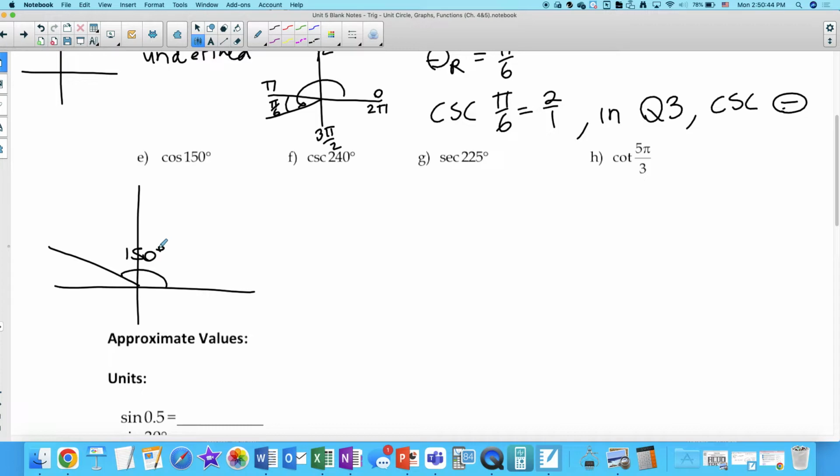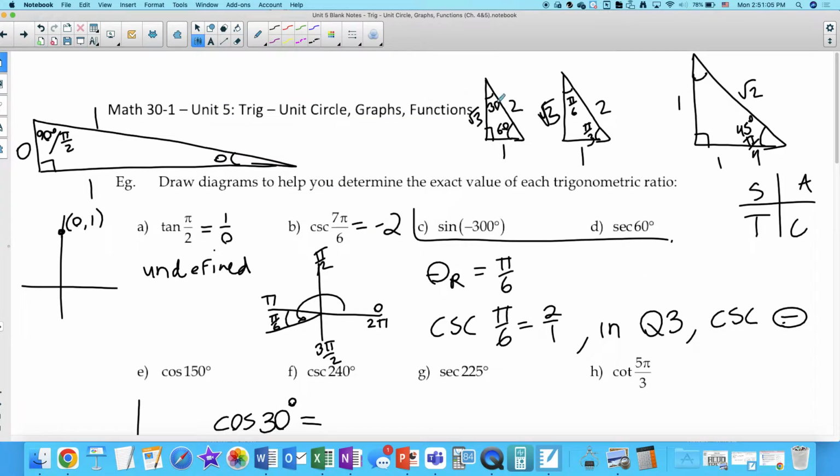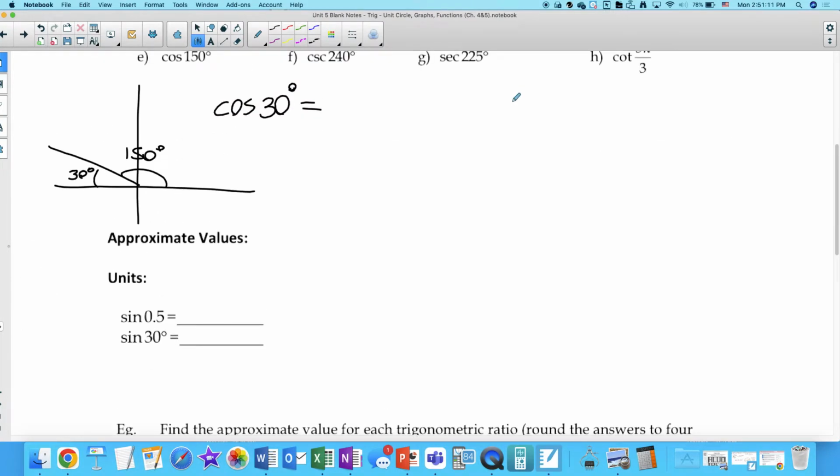Okay, what's the reference angle here? 30. Yes. Okay, so here's what I'm going to do. I am going to find the cosine of the reference angle, cosine of 30. Cosine of 30 is root 3 over 2, adjacent over hypotenuse. Okay, now we are in quad 2. In quadrant 2 is cosine positive or negative? Negative. So the cosine, this is Q2. Cosine of 150 is negative root 3 over 2.